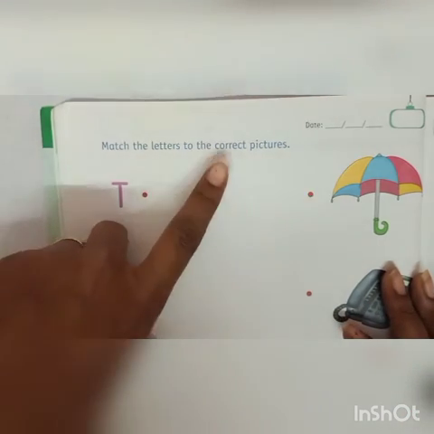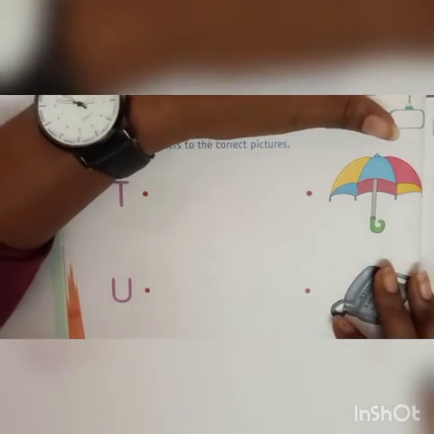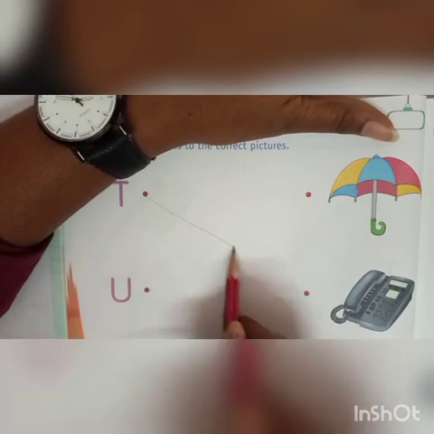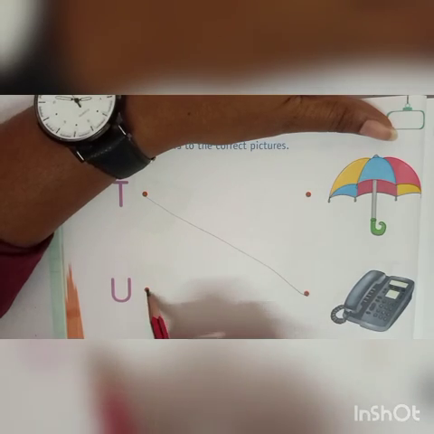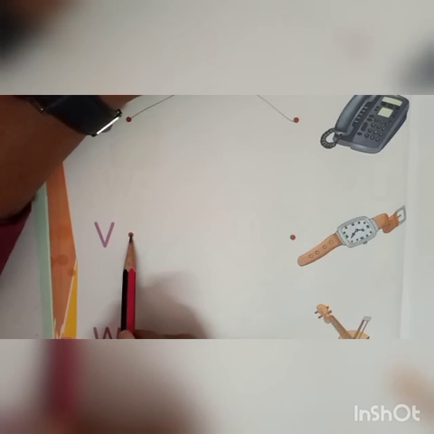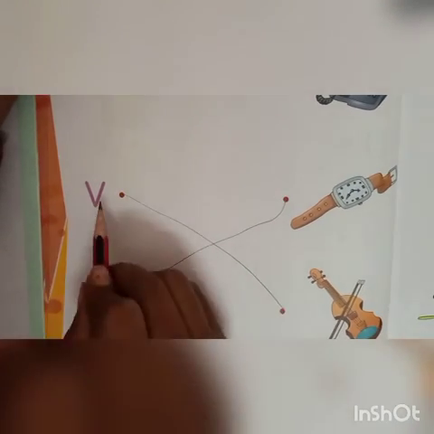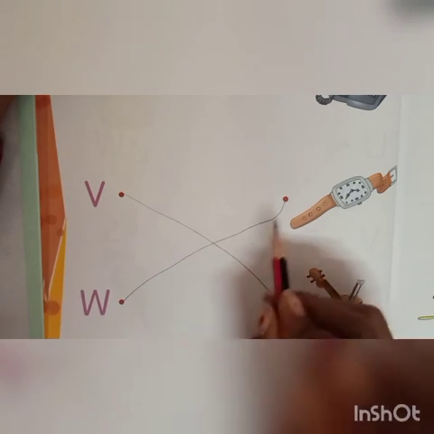Match the letters to the correct pictures. T for telephone, U for umbrella, V for violin, and W for watch.